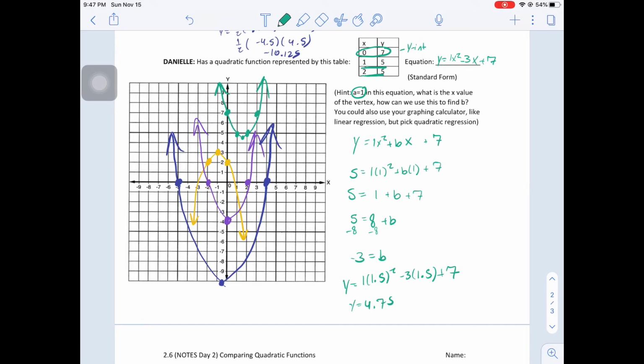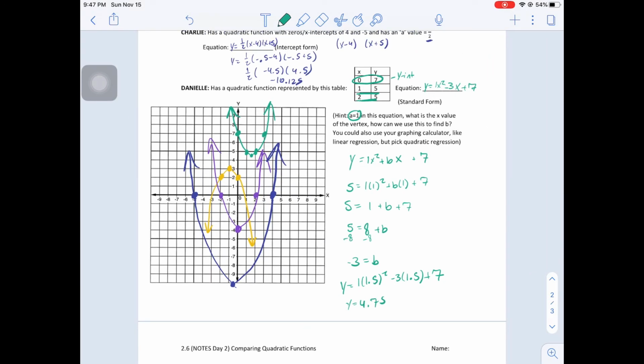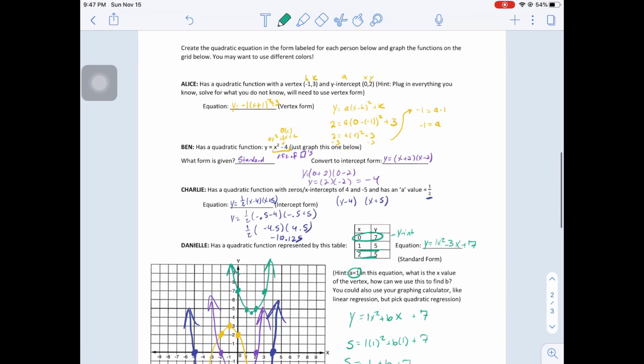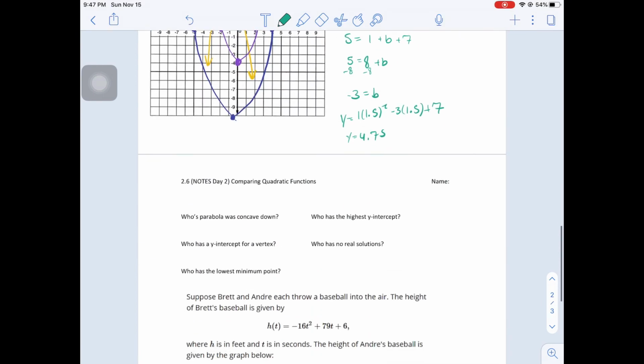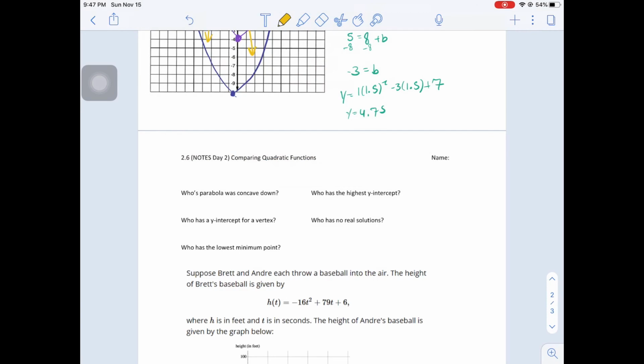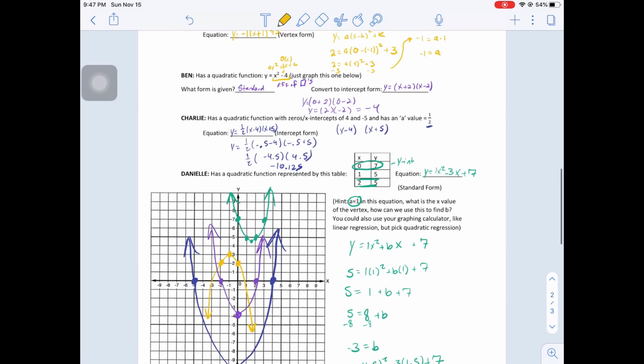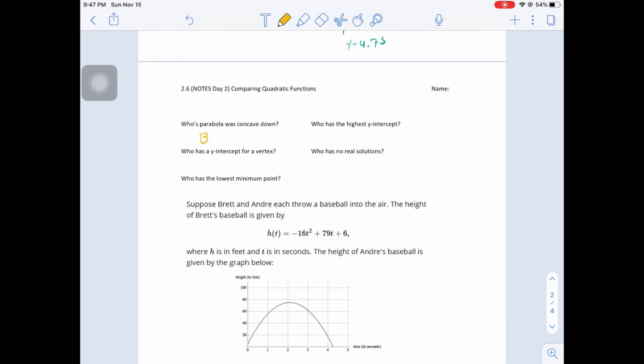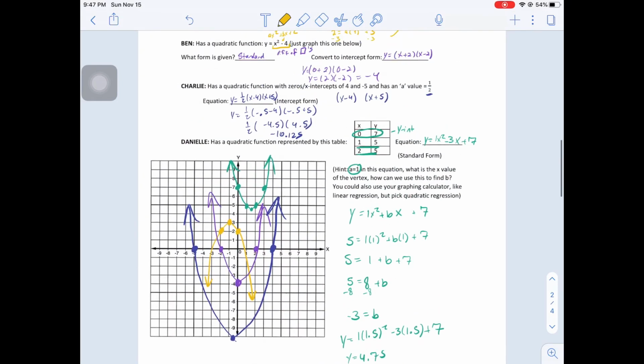Looks something like this. All right. Awesome. So that is just a quick overview of what we're looking for with writing functions given different types of details. It says, whose parabola is concave down? If we're looking at this, concave down would be opening down, so that is Ben.